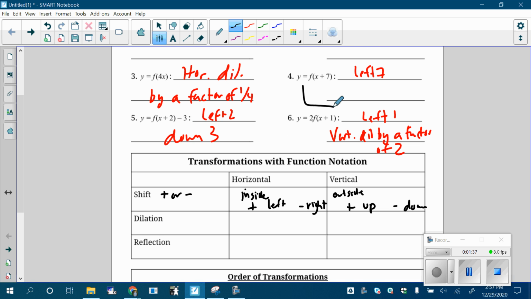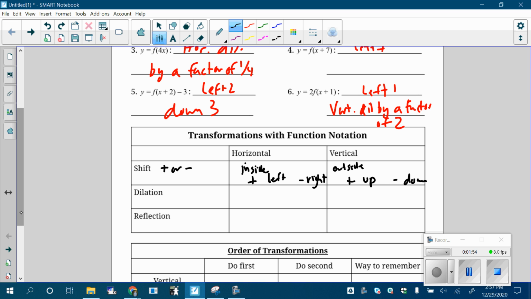Okay, so you take a look at like number 4. So +7 on the inside is inside. It's a plus, so it's a horizontal shift. And because it's a plus, it actually moves it left, even though you think it'd move it right.